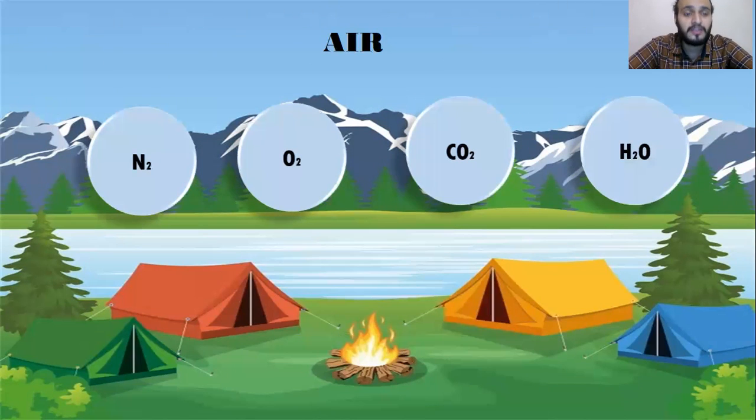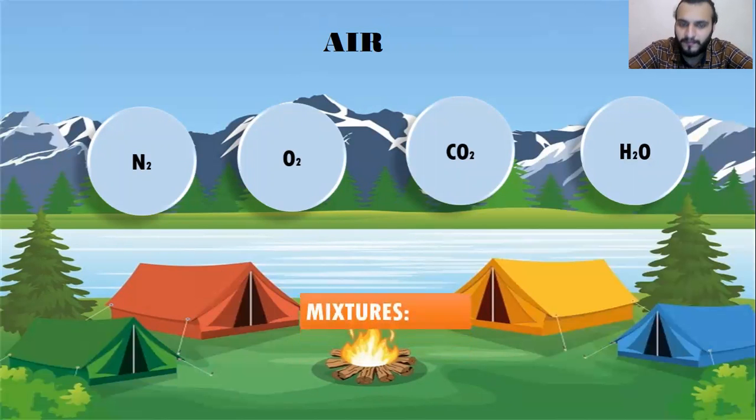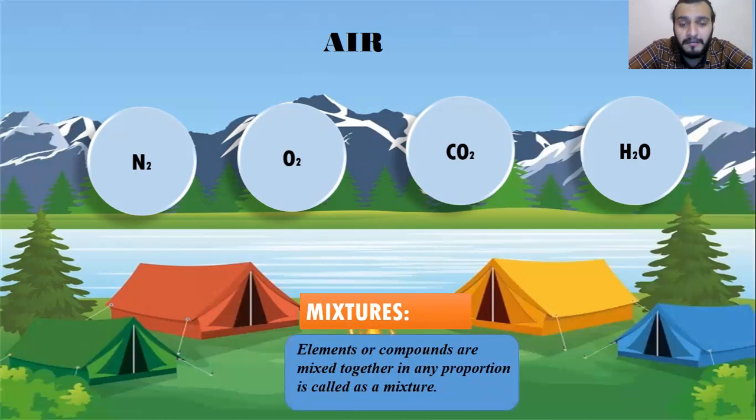And here our third term comes in, that is mixture. The third type of matter is mixture. What are mixtures? Mixtures are nothing but elements or compounds mixed together in any proportion. Here in a mixture there can be elements, like nitrogen and oxygen. There can be compounds also, like carbon dioxide and water vapor. So these elements and compounds are mixed together and the proportion is not fixed. It can be any proportion. Such a mixture, for example air, is called a mixture of gases.